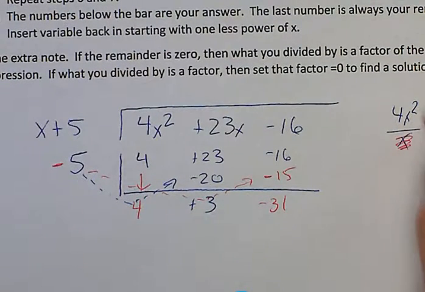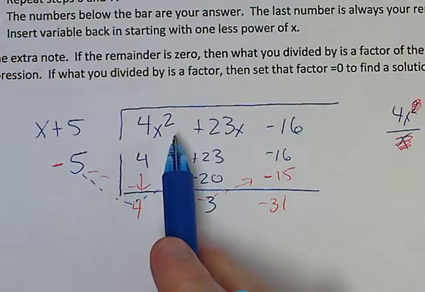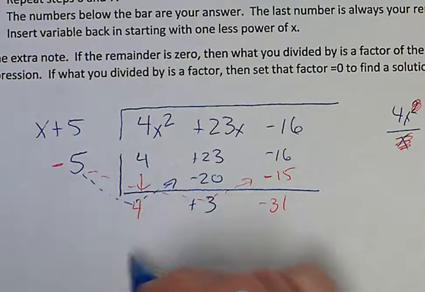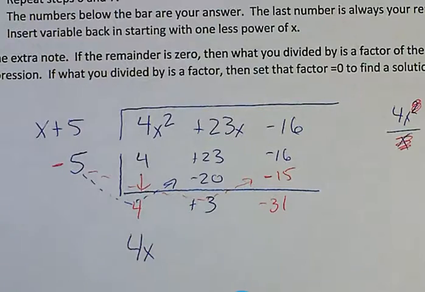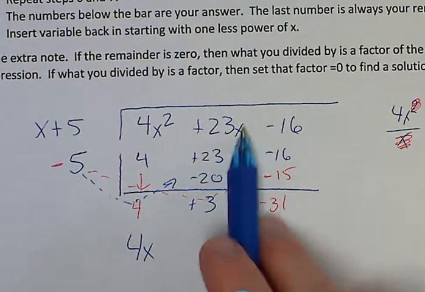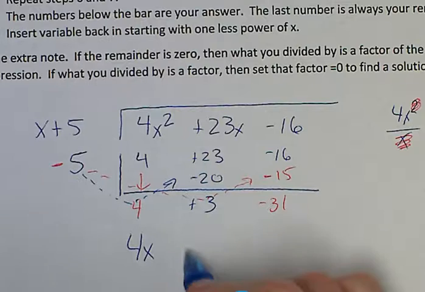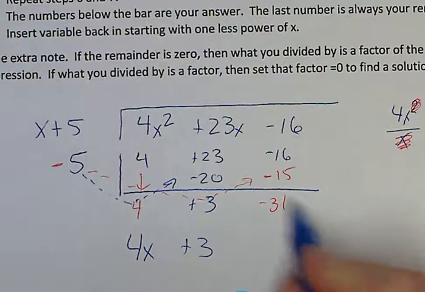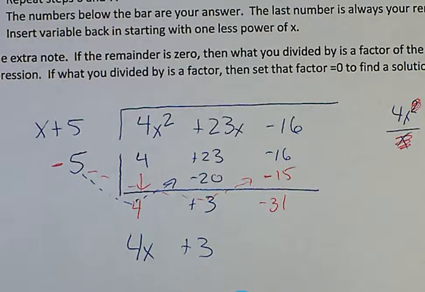We can cancel this one out and cancel the power out here. So whatever the first highest power is that you have, you're going to start with one less power than that. So it's going to be 4x. If you take the next term and divide it by x, we're going to take this x off, so it's going to be just the number, so plus 3. And the last number that's here, that's going to be your remainder.